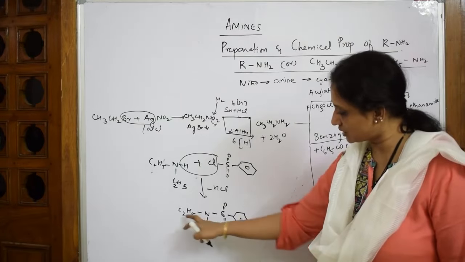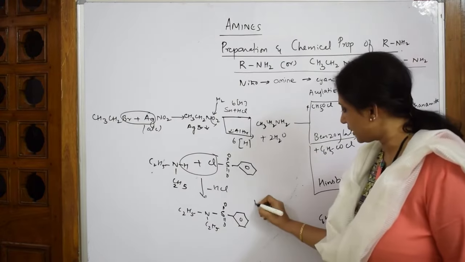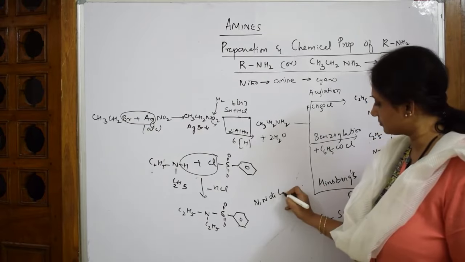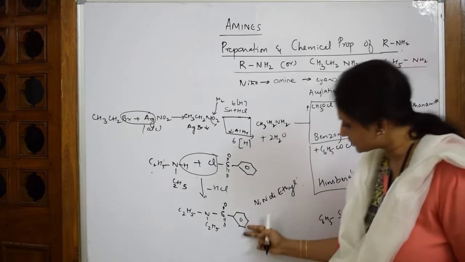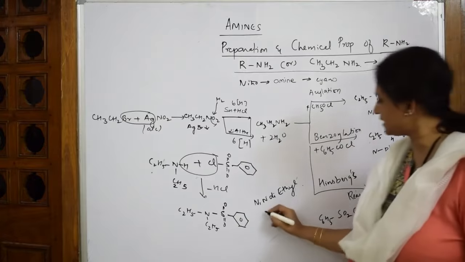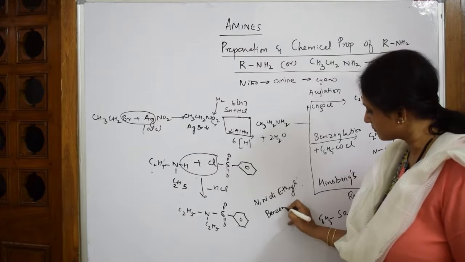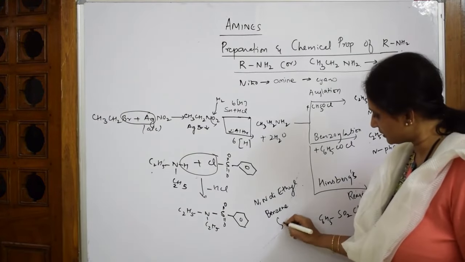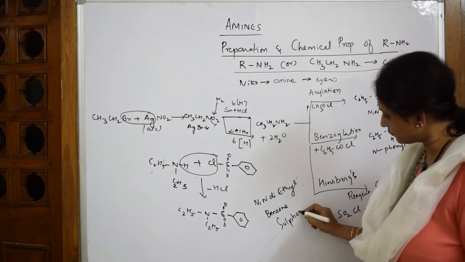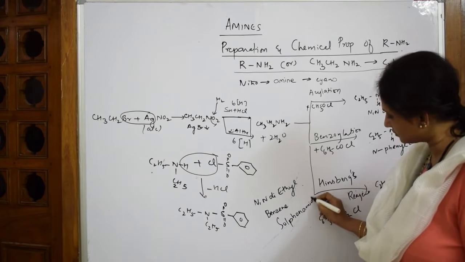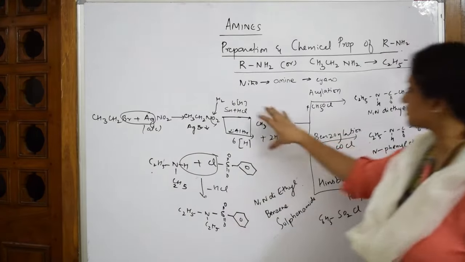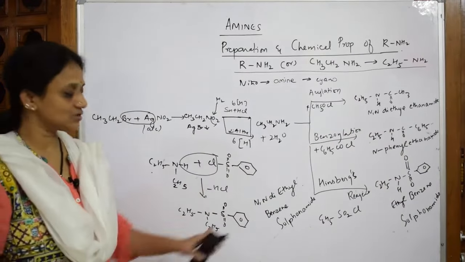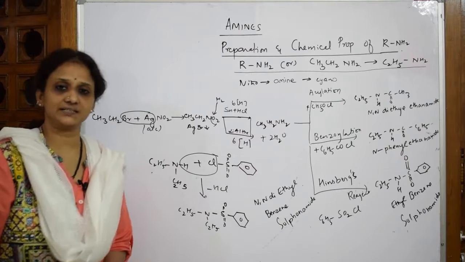You have two ethyl groups on nitrogen, so N,N-diethyl benzene sulfonamide. Okay, now remember preparations 1, 2, 3, 4. All 4 on one page. Please write it like this only. It is easy for you to study in the exam.